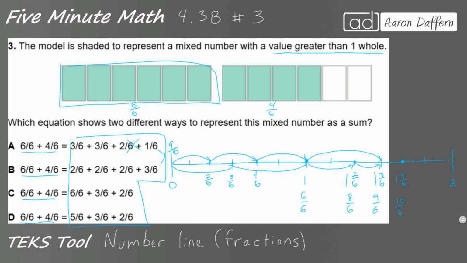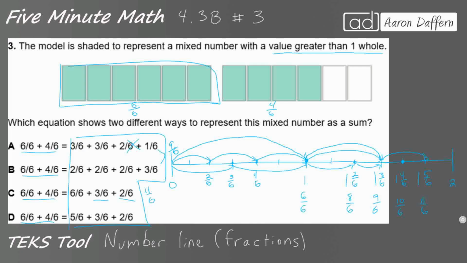Let's check this one. C says 6/6. All right, so I'm just going to make another one up here. It goes all the way to 6/6. And then it goes 3/6, 2/6. All right, so it goes to 3/6. Now it's going to jump over. Look, it's going to go 2 more sixths. It's going to go to 1 and 5/6, or 11/6. So that's too much. So let's hope that it's this last one.